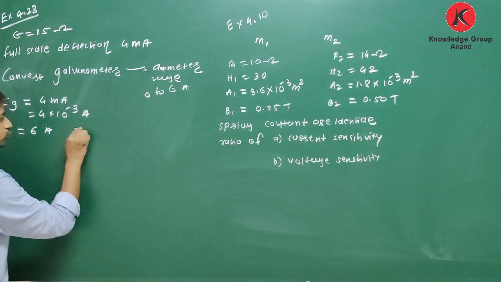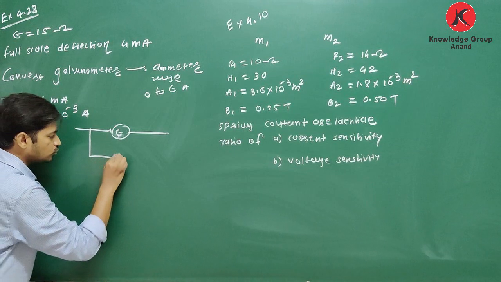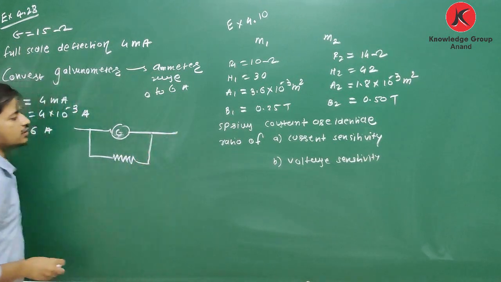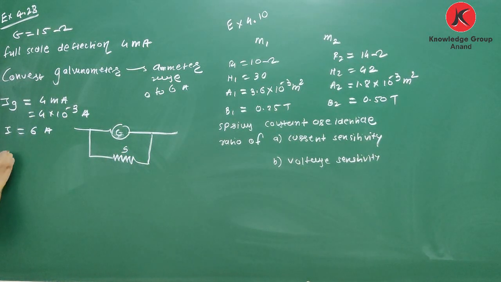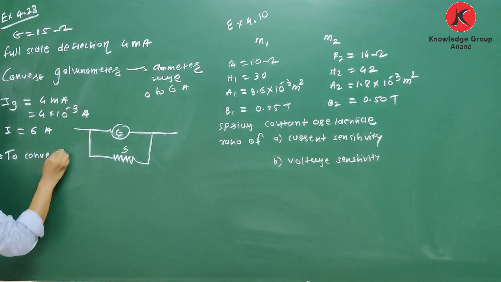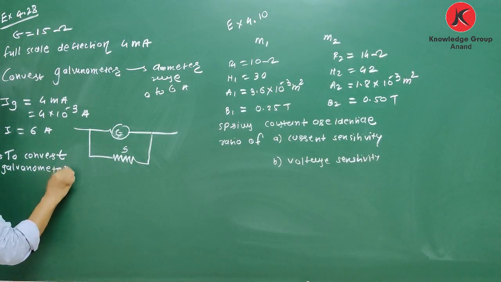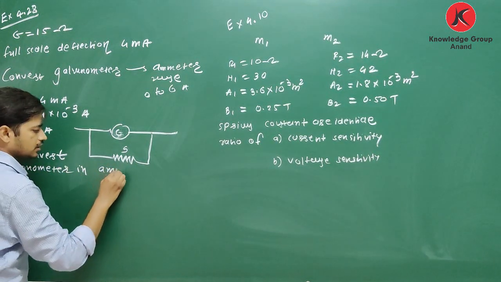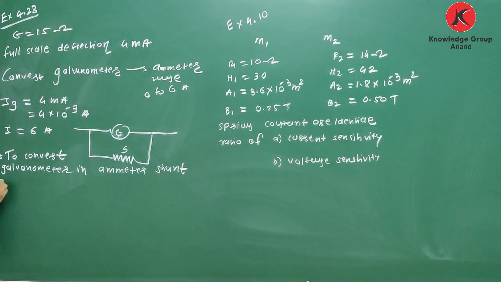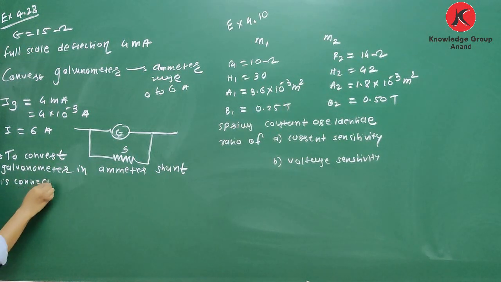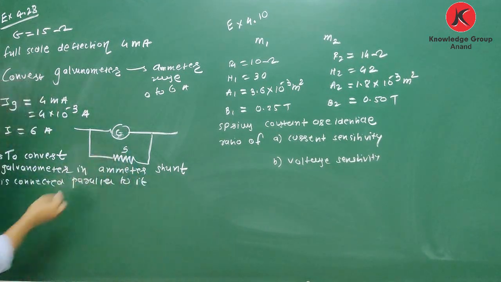We know that to convert galvanometer into ammeter, we have to connect a shunt parallel to it. So you have to write the statement: to convert galvanometer into ammeter, shunt is connected parallel to it. Okay.